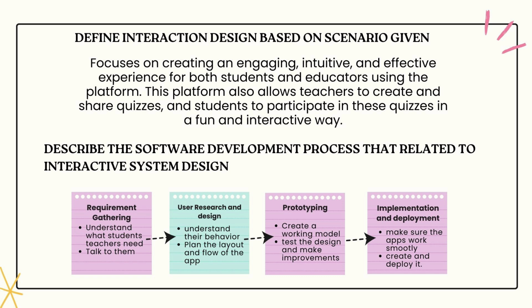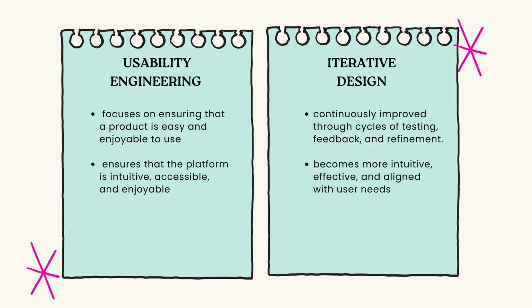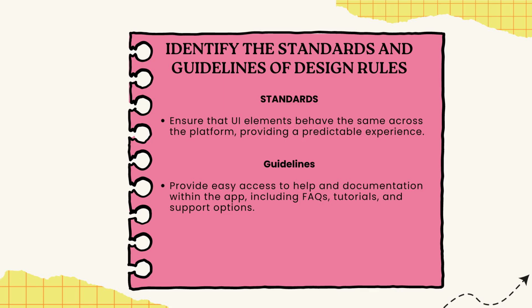And last step is implementation and deployment. Make sure the app works smoothly, and create an enjoyable experience. Usability engineering focuses on ensuring that the product is easy and enjoyable to use. Ensure that the platform is intuitive, accessible, and enjoyable. And for iterative design, continuously improve through cycles of testing, feedback, and refinement, to become more intuitive and effective. Then identify the standards and guidelines of design rules.